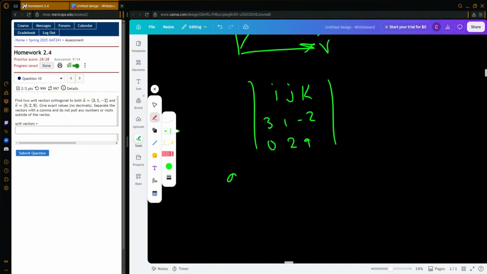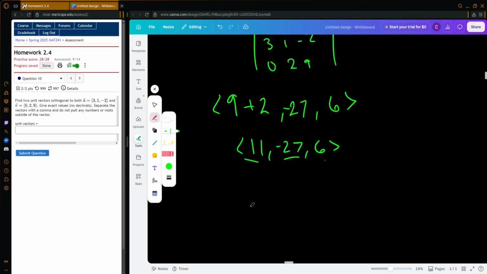Alright, so let's get to it. So it'll be 9 plus 2. Minus 2. It's going to be negative 27 minus 0. And negate this term. And now it's going to be 6 minus 0. So this is what I get, 11, negative 27, 6. So to find a unit vector, we're just going to divide all of these components by the magnitude. So the magnitude is going to be the square root of 11 squared plus 27 squared plus 6 squared, which is 886. Okay, so that's orthogonal to both of these vectors.